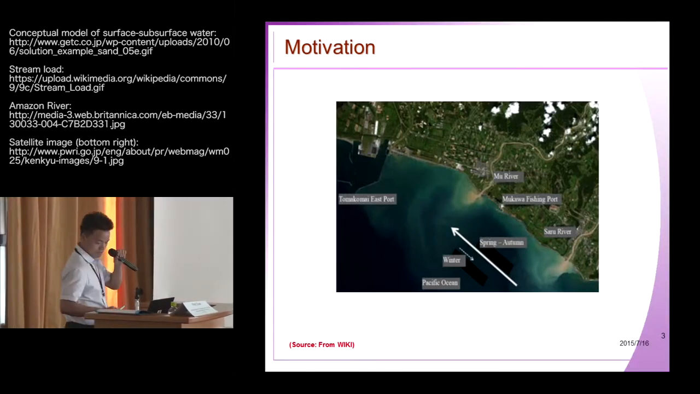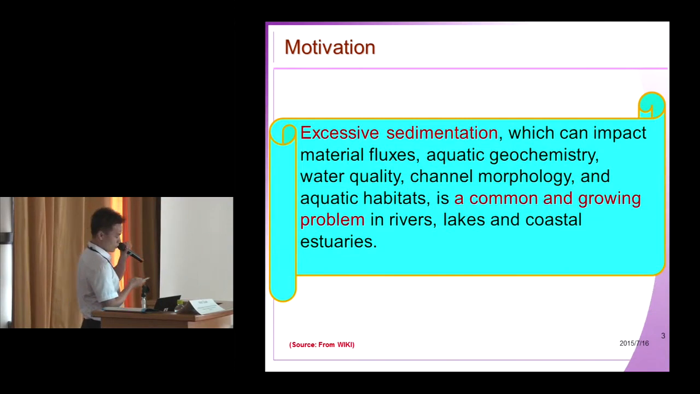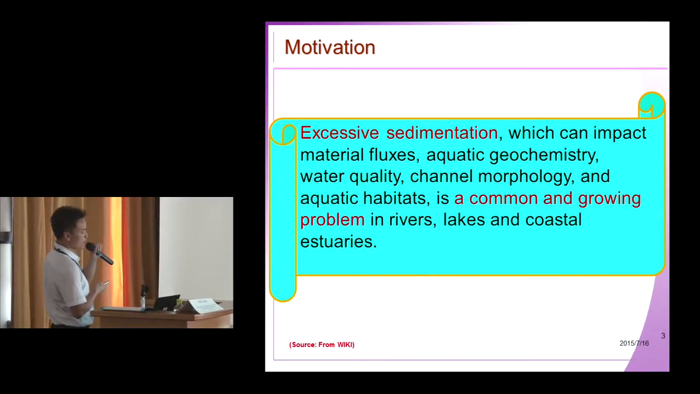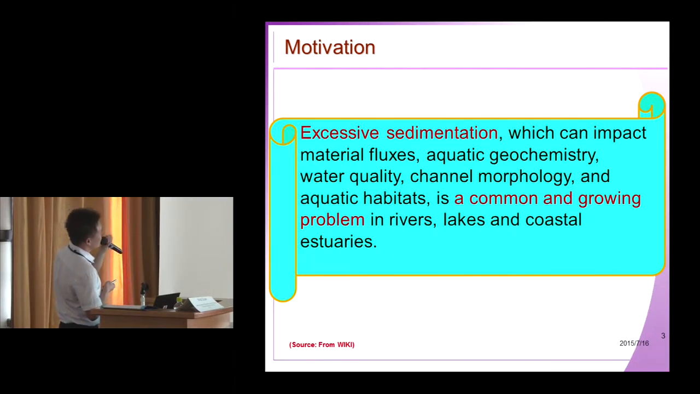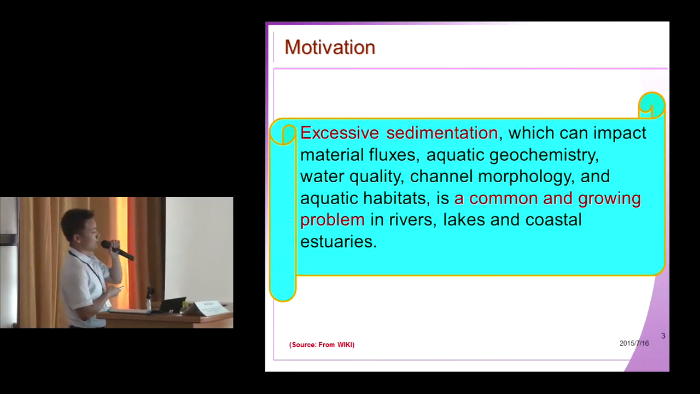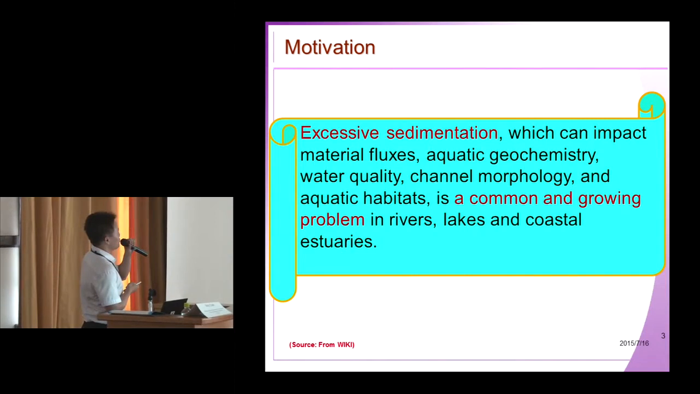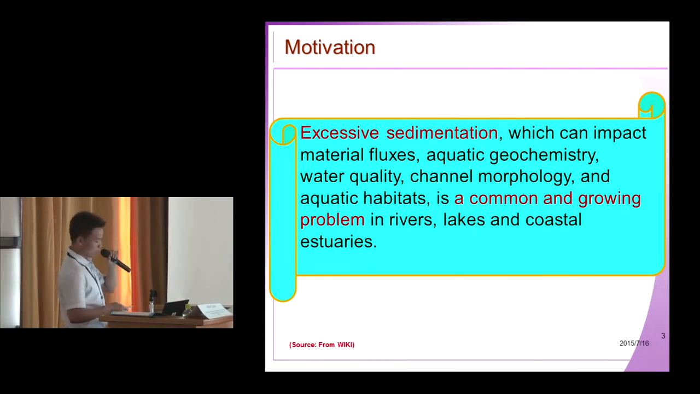to the ocean. So excessive sediment can impact material fluxes and also affect the aquatic systems. It will also affect the water quality because it contains some nutrients like nitrogen and phosphorus. And also it will affect the channel and cause other problems in the river.